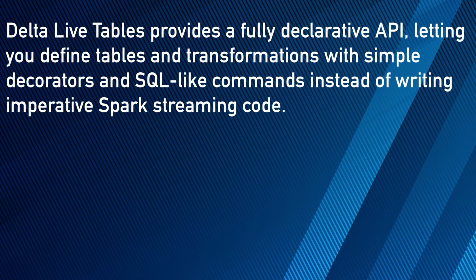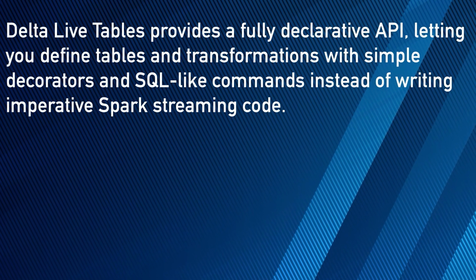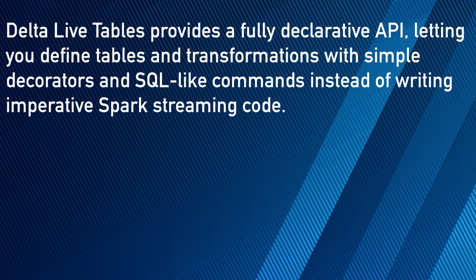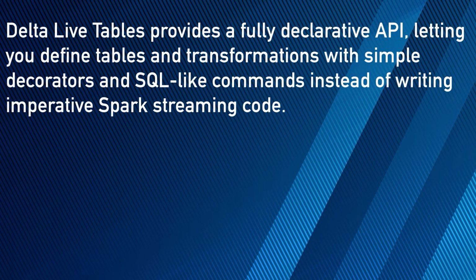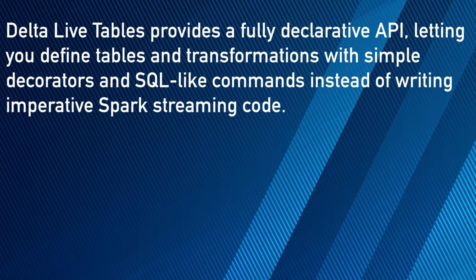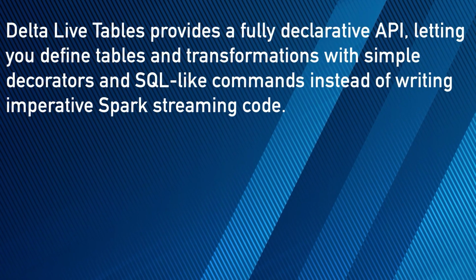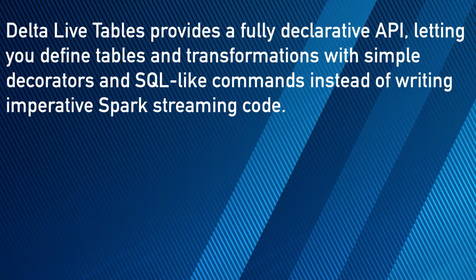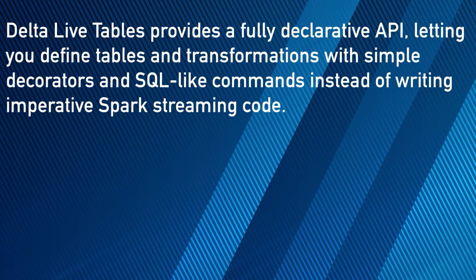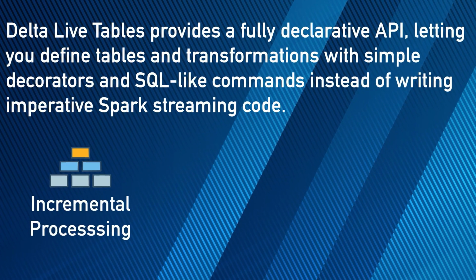Now before I go over the detailed solution architecture, let me give a quick overview of some DLT basics. DLT provides a fully declarative API, letting you define tables and transformations with simple decorators and SQL-like commands instead of writing imperative Spark streaming code. It focuses on what needs to be achieved, leaving the underlying system to determine the best way to execute the task. In simple words, you declare your tables with Python or SQL decorators, and then under the hood, DLT automatically handles incremental processing. For streaming tables, incremental processing is built by design.